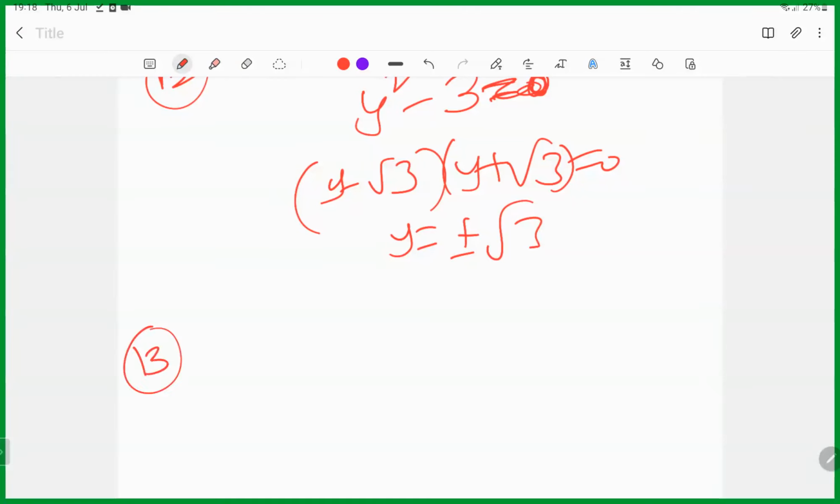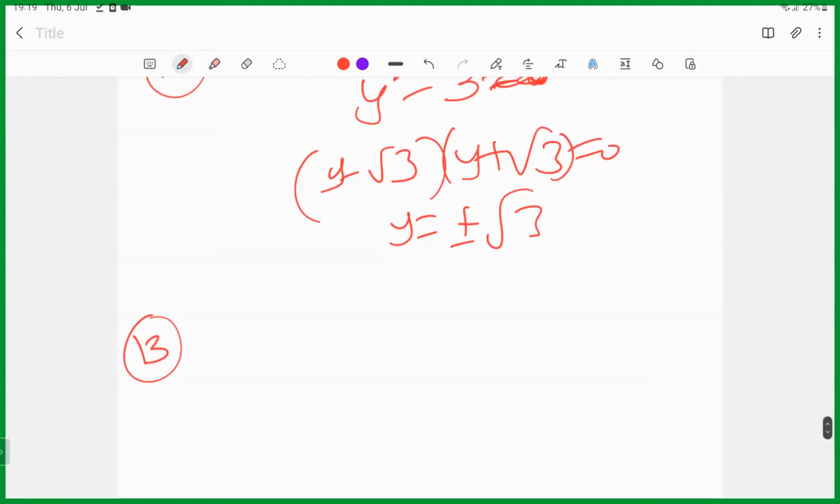13th one, find the values of a and b for which x equal to 3 by 4 and x equal to minus 2 are the roots of the equation. So one you need to substitute for the sum of the roots, other is the product of the roots. What is the sum of the roots?